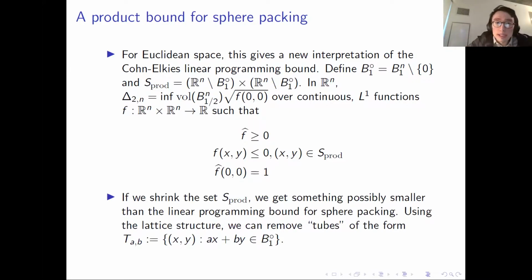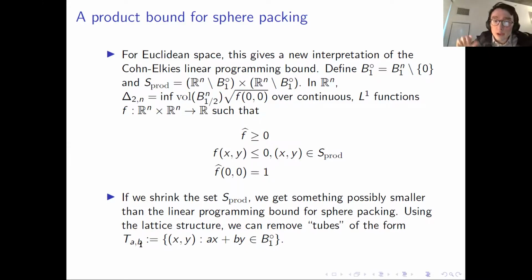Now you can prove this is an upper bound on sphere packing. You can prove this using Poisson summation. And in the case of lattices, you don't need the full strength of this non-positivity condition. You only need a subset of it in order to prove this bound for lattices. In particular, you can remove tubes of the following form, T sub AB, where there's a set theoretic description of these tubes given on the slide.